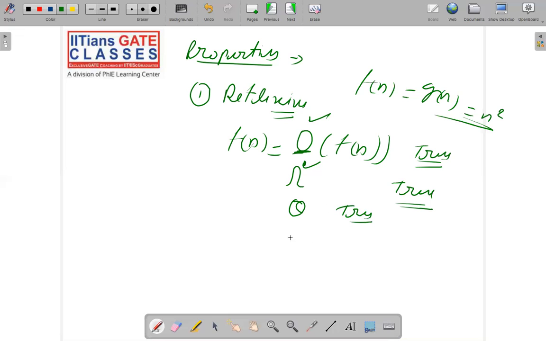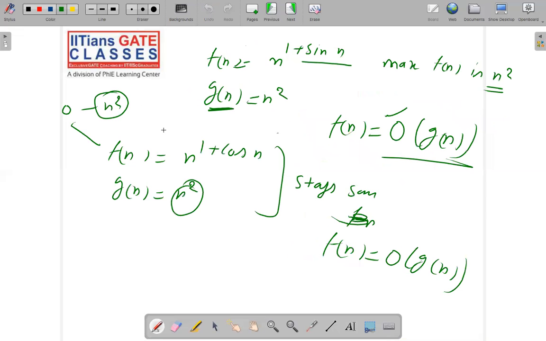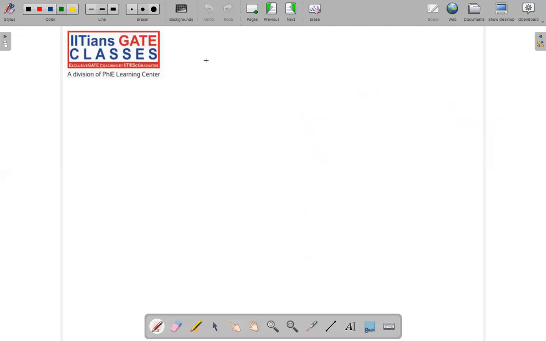So what will be the case in case of small o and small omega? It will be false, right? Because these are strict boundaries. There is no equal to. So it will be false in this case. The next property would be symmetric.